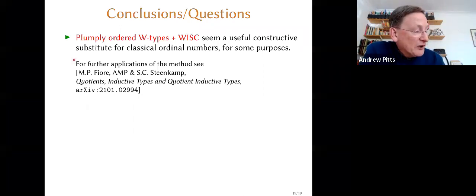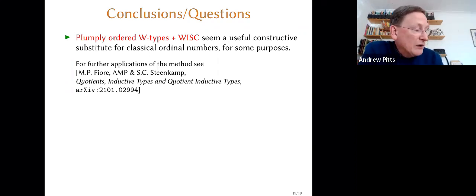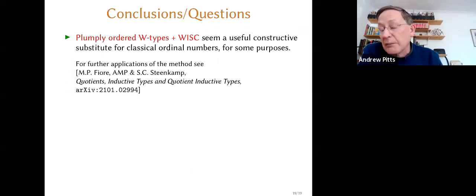And Marcelo Fiore and Sean and I have a paper that's being refereed at the moment, that is on arXiv, where we use the same ideas. The results are not a corollary of what I've shown you here as far as I can see, but they use the same techniques to get so-called QW types, a mixing of quotients and W types together that encode many kinds of quotient inductive types. So that would be a further example of this kind of technique.